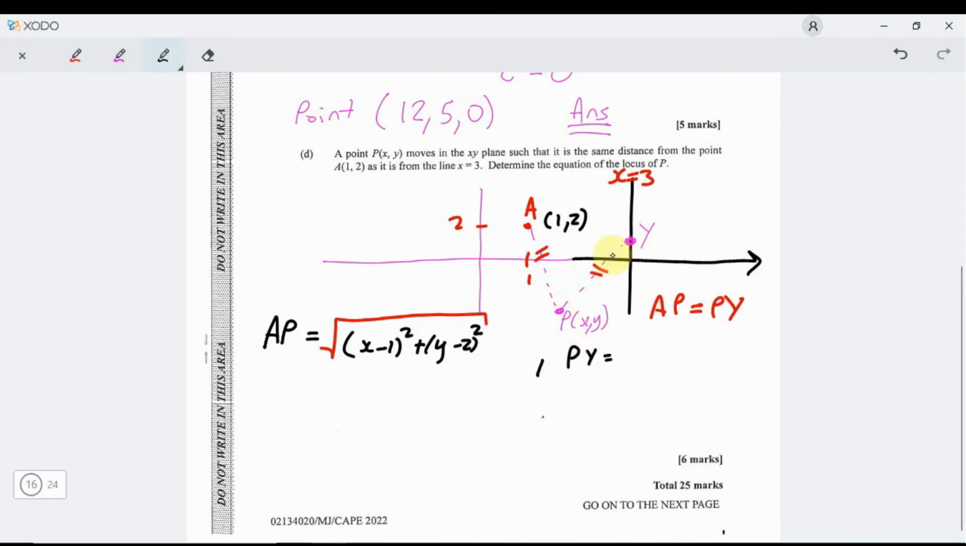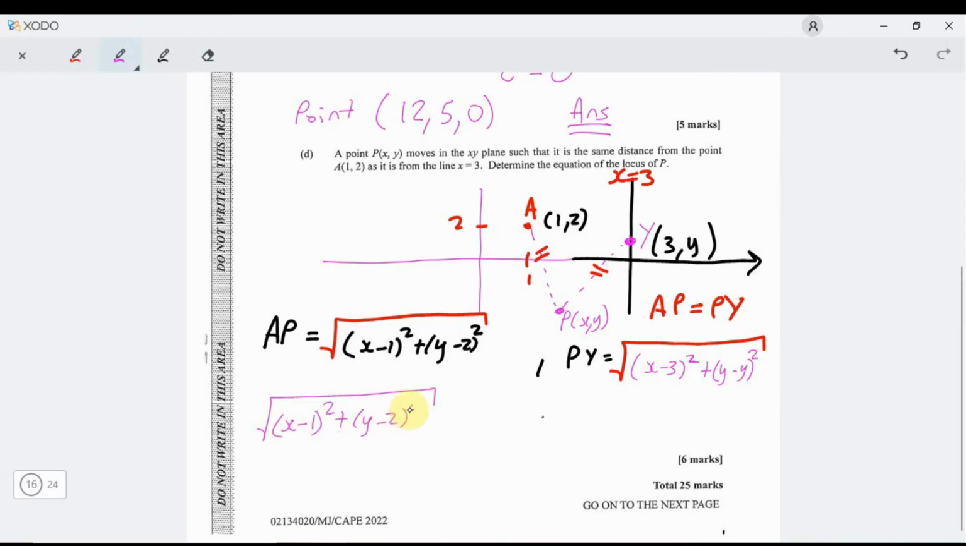Now the length of the line PY, it's very interesting because the first thing, this point Y can be anywhere on this line, but we know the x value is 3. And then we know this is just y. This is just y. All right, so in that case now we're saying PY is equal to the square root of, the length of the line is (x minus 3) squared plus the y value right here. So y minus y, we can just put naught. So that is (y minus y) squared. So in that case, the square root of (x minus 1) squared plus (y minus 2) squared is equal to the square root of (x minus 3) squared.